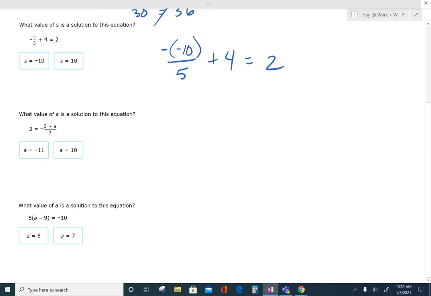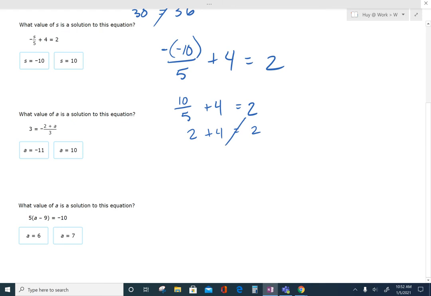And it does say negative s, all right? And if I have two negatives, so negative negative 10, that equals a positive 10. So positive 10 over 5 plus 4 equals 2. 10 divided by 5 equals 2. 2 plus 4 equals 6, so it does not equal 2 there.